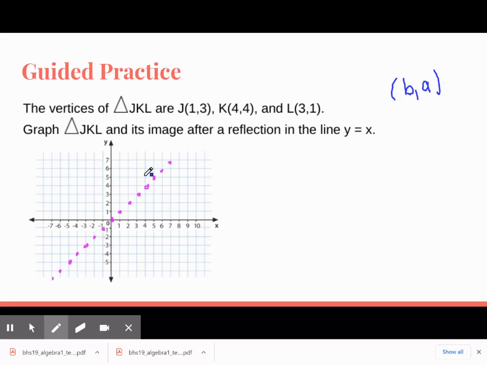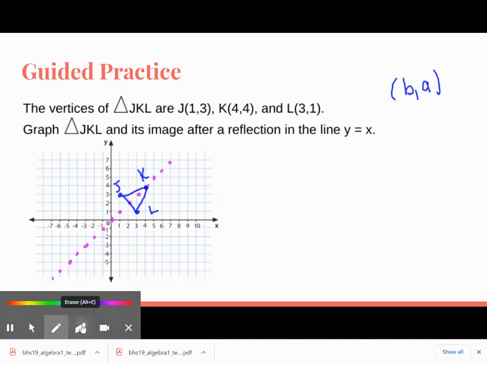So first let's draw J, which is 1, 3. K, we do 4, 4. And L is 3, 1. This one's going to look weird. Now let me do a different color.